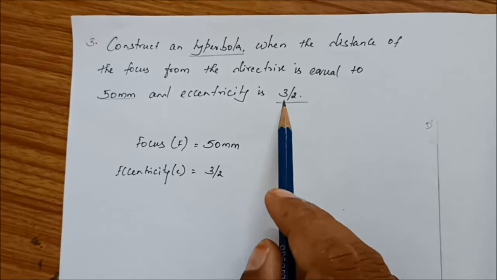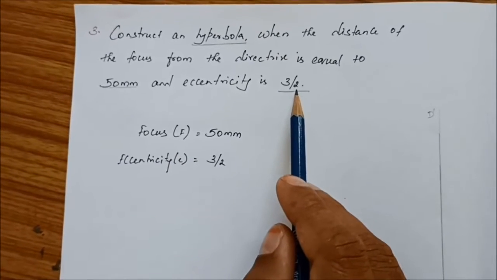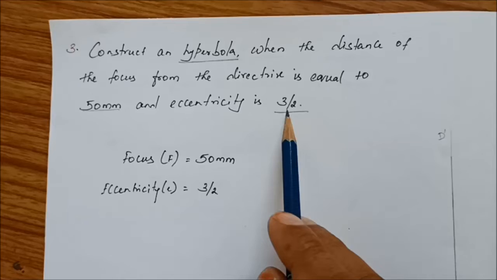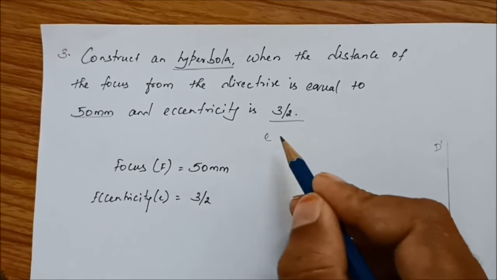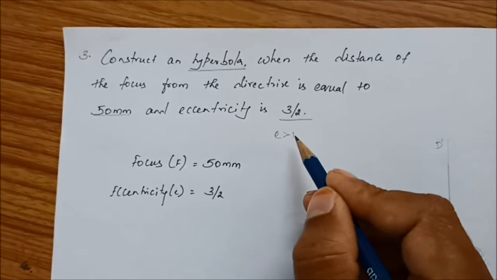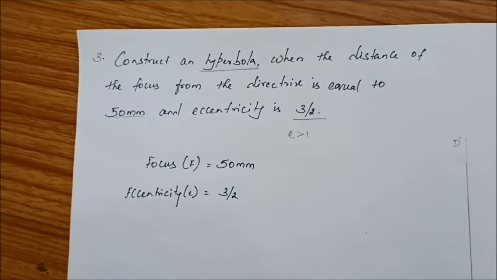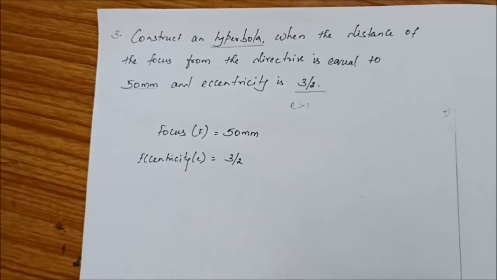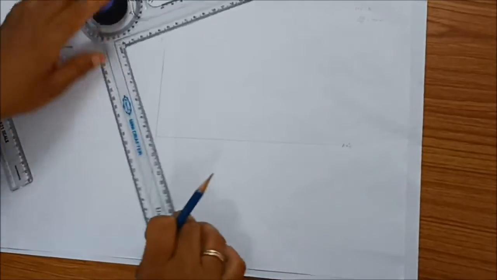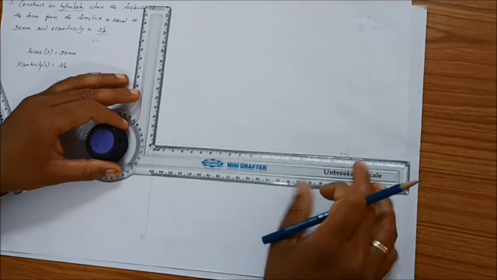Here the numerator is higher and the denominator is smaller, so if you divide this value, you will get a value above 1. Eccentricity greater than 1 is a hyperbola. So we take the given data. After that, following the same procedure, draw a vertical straight line using the scale. This vertical line is called the directrix. After taking the midpoint, draw an axis line.